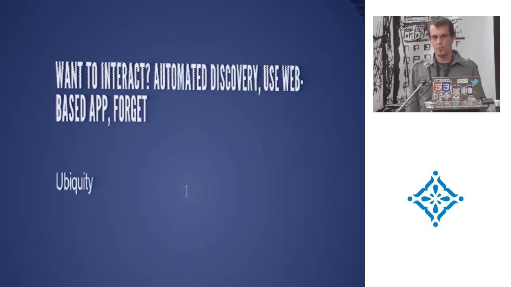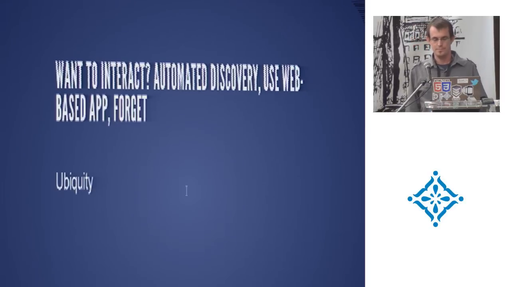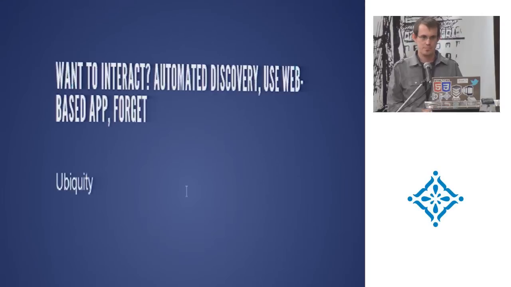What about, I want to interact. I have an automated discovery of what's around to interact with. They provide a web-based app to interact with. I use it, I do what I want, I forget it. That would be ubiquity. But again, it's built on what we already have on the web. So that's a bit on the side, but I think it's really important to see that.